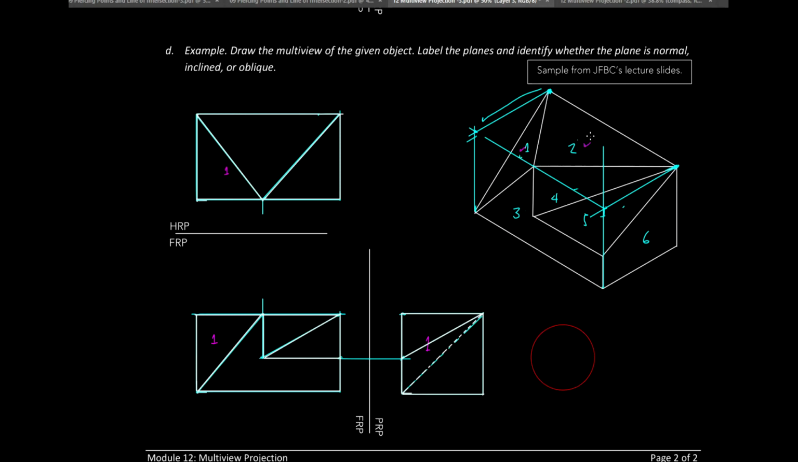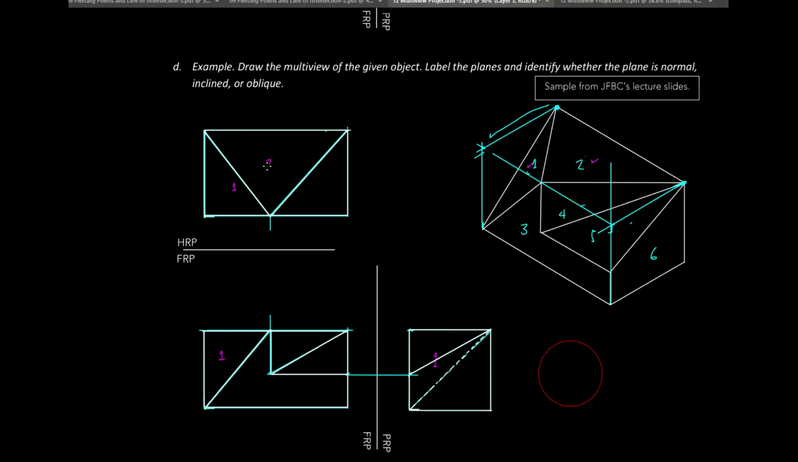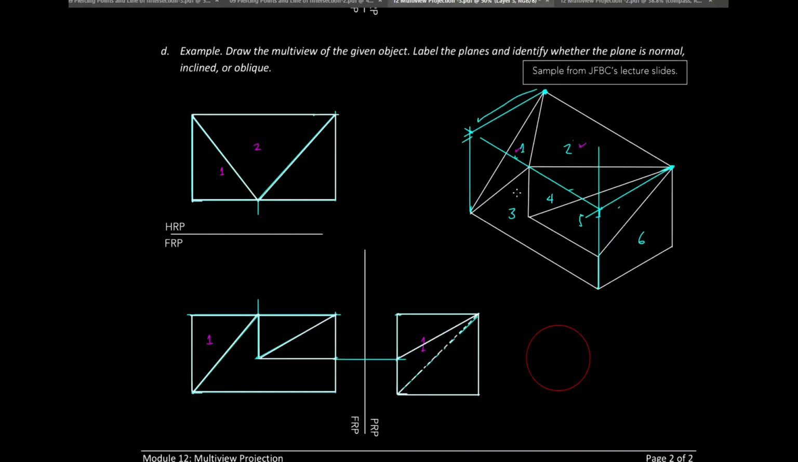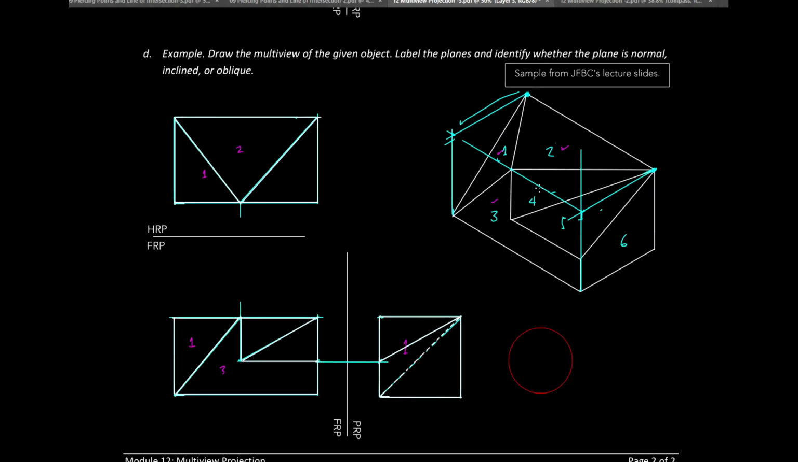Plane 2. Plane 2 should only be seen once. So, this is plane 2. Tapos, edge view siya dito. Edge view din siya dito. Okay? Plane 3, once lang again kasi normal siya. So, plane 3 is here. Edge view dito. Edge view dyan. Okay? Tapos, plane 4, it's an inclined plane.